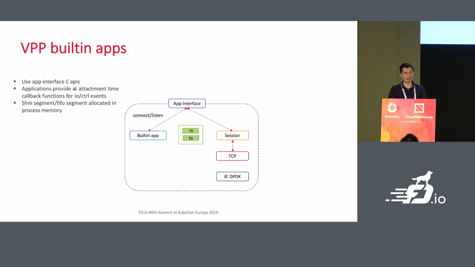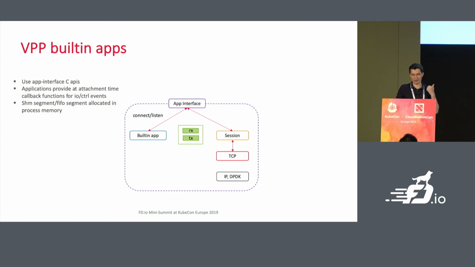That is, applications that run within the VPP process. Now, these ones obviously will use the C APIs of the app interface as opposed to the shared memory APIs. When this application attached to the stack, they provide a set of callback functions that should be called on I/O and control events.